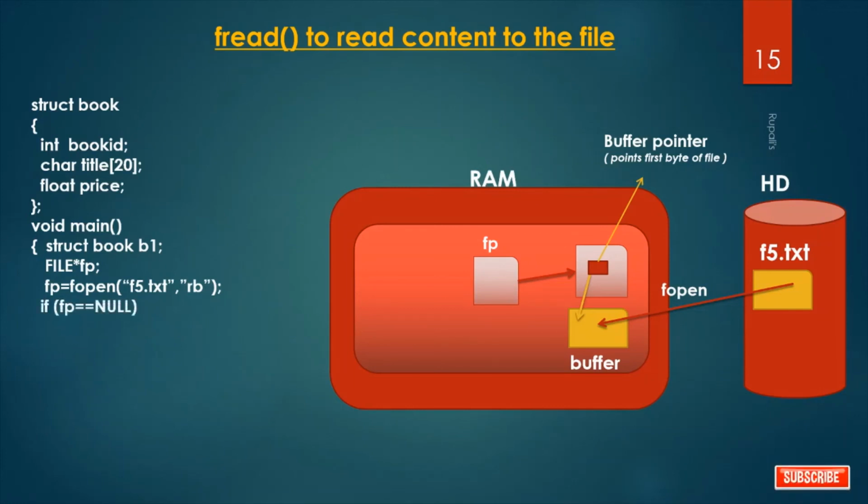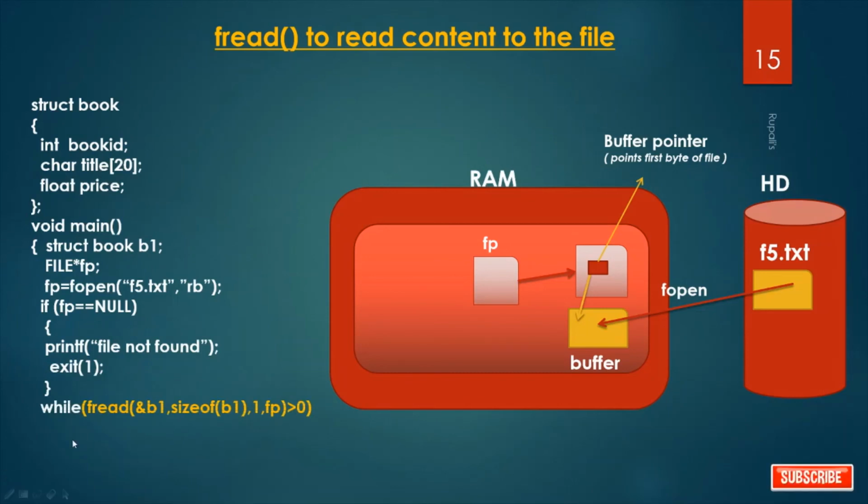If fp returns null, then there is one printf statement, file not found. Otherwise, we start one while loop. Within the while loop, the fread function causes the data read from the disk to be placed in the structure variable, this b1. The format of fread is the same as that of the fwrite function. The function fread returns the number of records read. Ordinarily, this should correspond to the third argument, this 1, the number of records we ask for, 1 in this case.